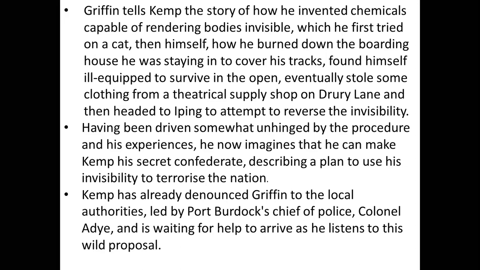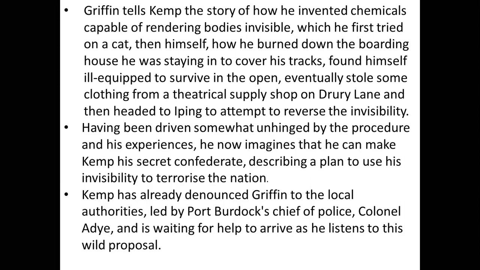Having been driven somewhat unhinged by the procedure and his experiences, he now imagines that he can make Kemp his secret confederate, describing a plan to use his invisibility to terrorize the nation. Kemp has already denounced Griffin to the local authorities, led by Port Burdock's chief of police, Colonel Adye, and is waiting for help to arrive as he listens to his wild proposal.